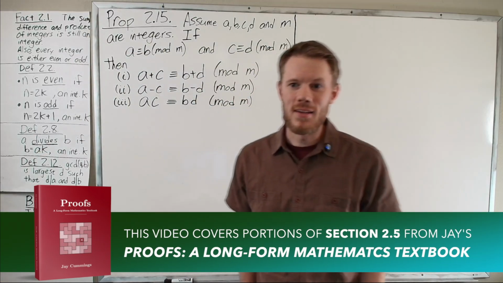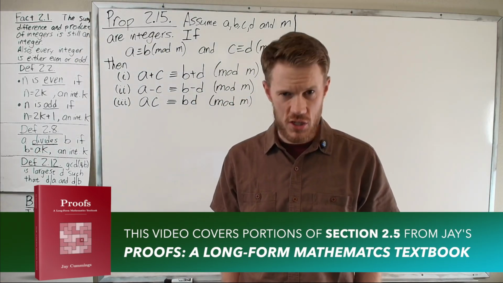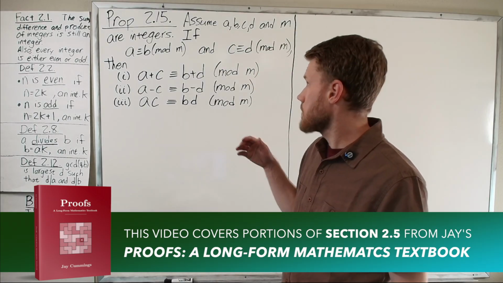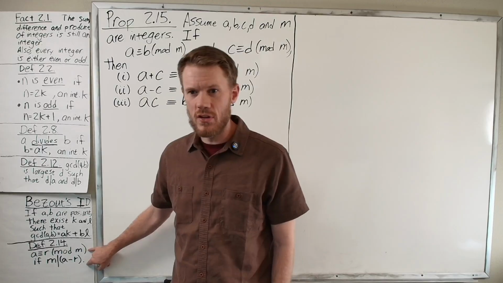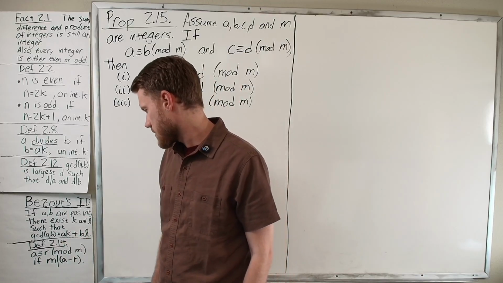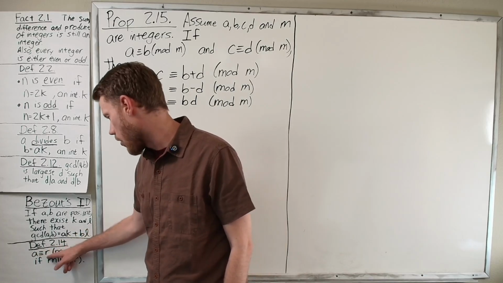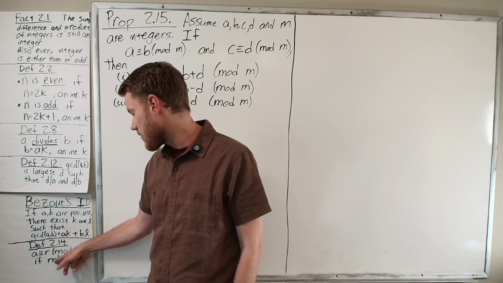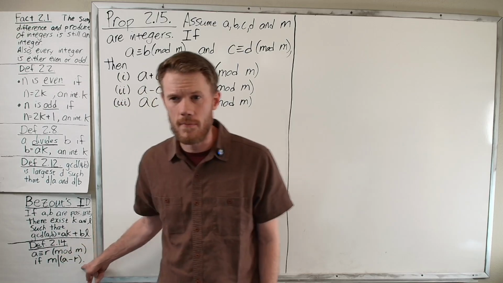Hello, welcome back. So we're continuing our discussion of mods. Last time we talked about mods. I put the definition down here, if you can see that. Definition 2.14 says that A is congruent to R, mod M, if M, the modulus, divides A minus R.